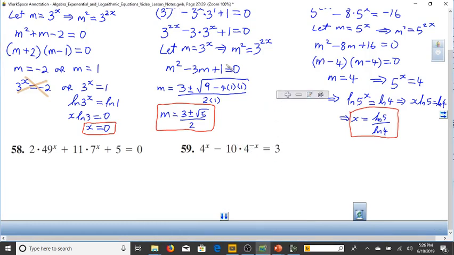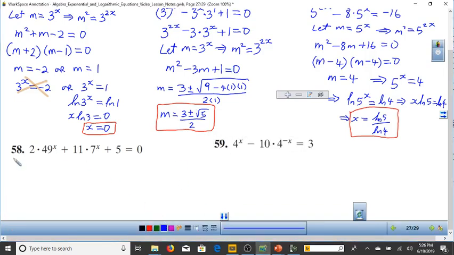Now for the last two on this page, in this case, again, 49 is 7 squared. So now we can see that it's 2 times 7 to the 2x plus 11 times 7 to the x plus 5 equal to 0. So if I let m equal 7 to the x, that would mean m squared is equal to 7 to the 2x. So that would mean 2m squared plus 11m plus 5 is equal to 0.